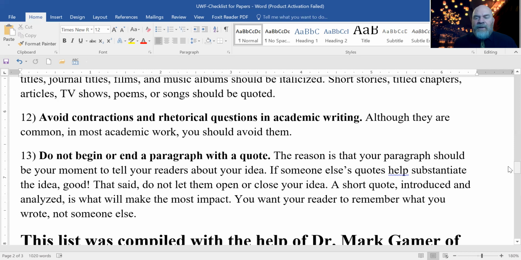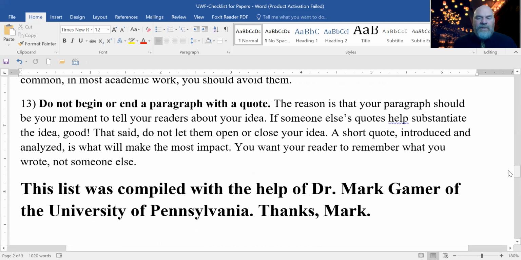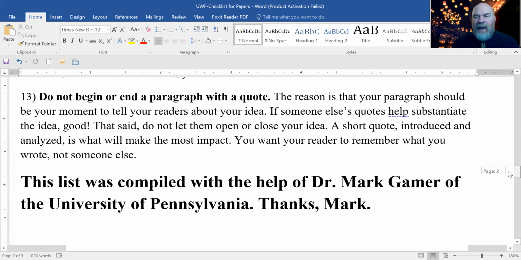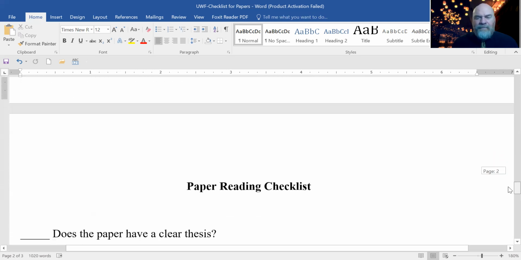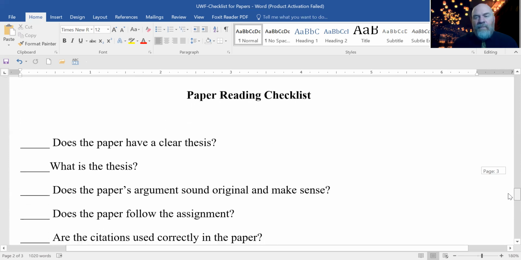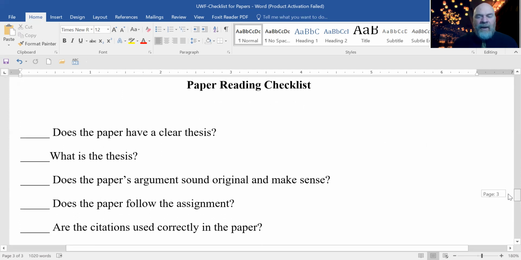So those are some of the tips that I have. I compiled this with the help of a professor over at the University of Pennsylvania, Dr. Mark Gamer. So I'll give him a shout out for that if he ever sees this. But otherwise, these are some general tips that I've used. And I also have a page at the very end of this form, and if you're looking at this online, or if you're just looking at this here, then most of these would apply to just about all papers. Not all papers, but most of them.